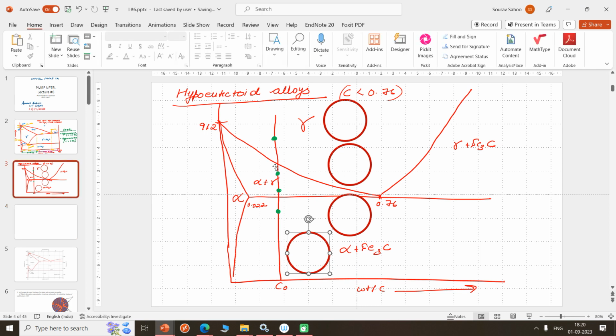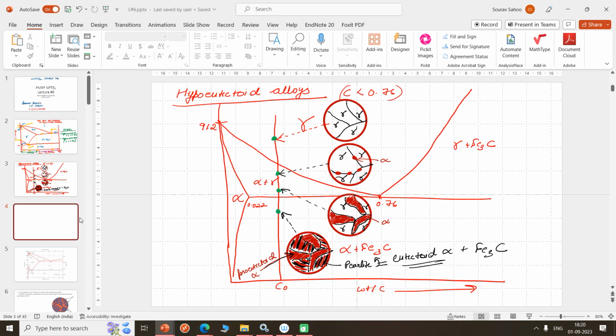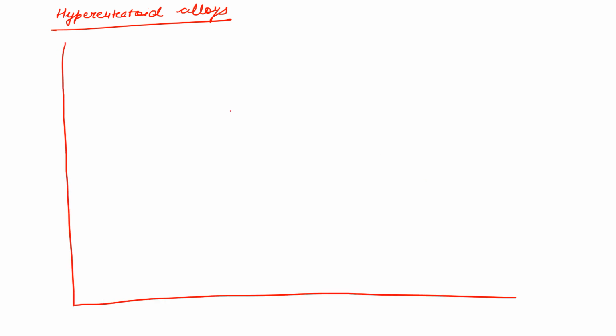Maybe I'll just try to see if we can copy it. Hold on, let's try it again. So we have hyper-eutectoid alloys. So in this case, we are only interested in the compositions which are above 0.76 weight% of carbon.